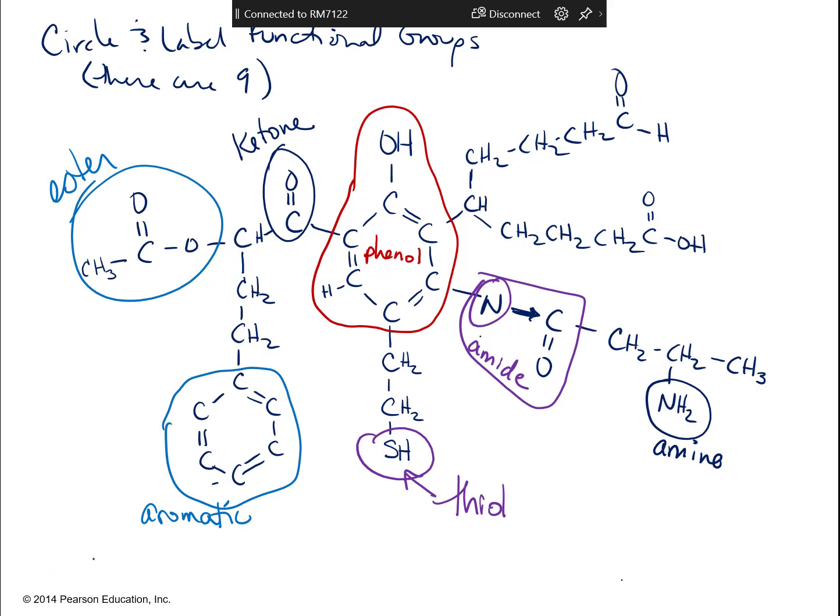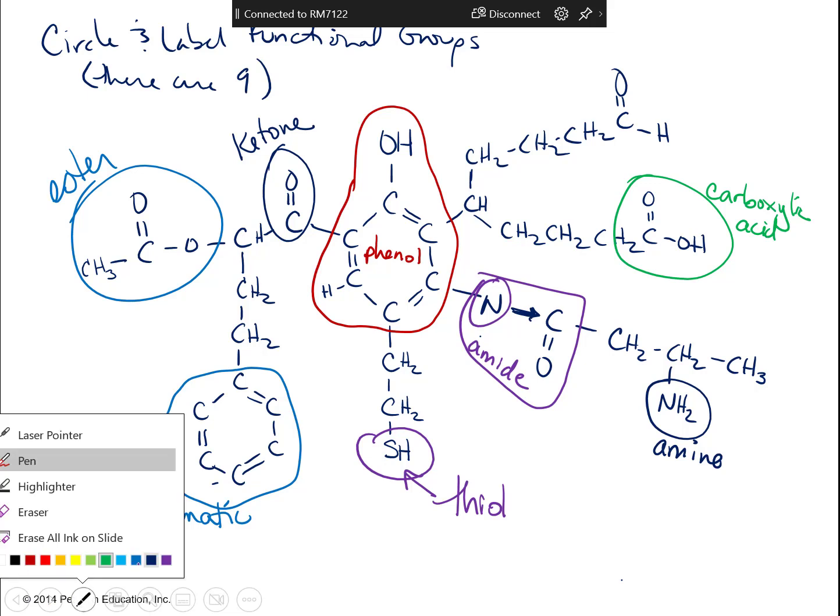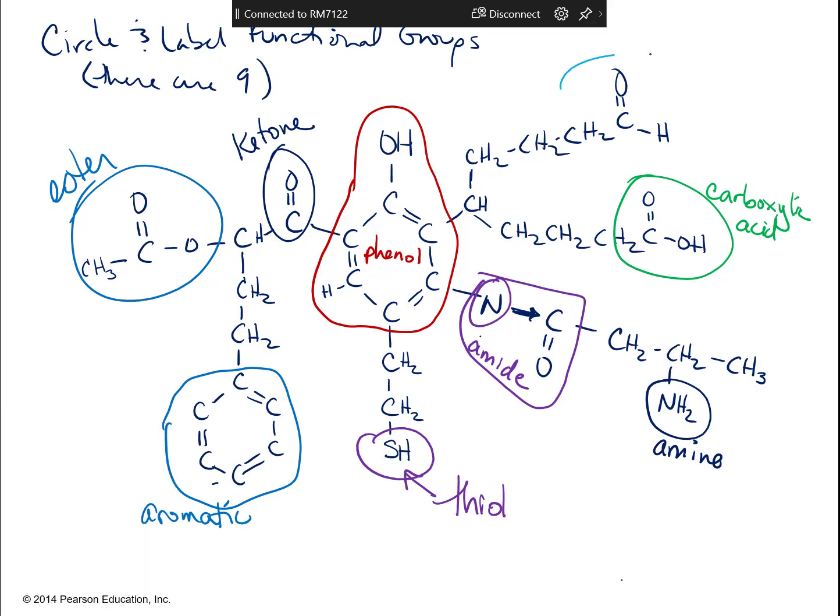Which one? The upper or the lower? The lower one? So this one's always going to be on an end. This is a carboxylic acid. It'll always be if you see a carbon with a double bond oxygen and an OH on the end. So that leads us to the last one. What's that one? It is. It's an aldehyde. That is when you have a carbon with the double bond oxygen and just a hydrogen on the end.